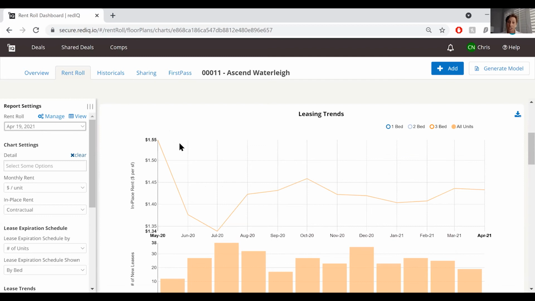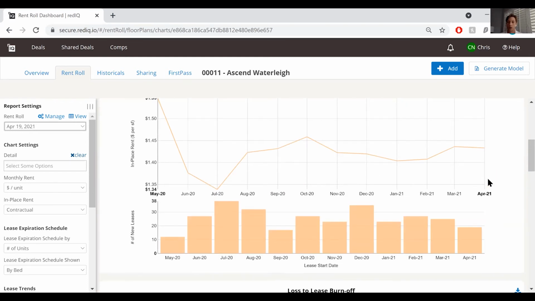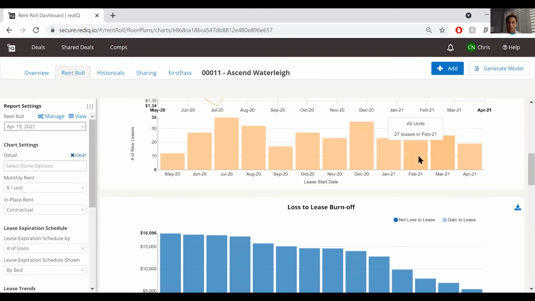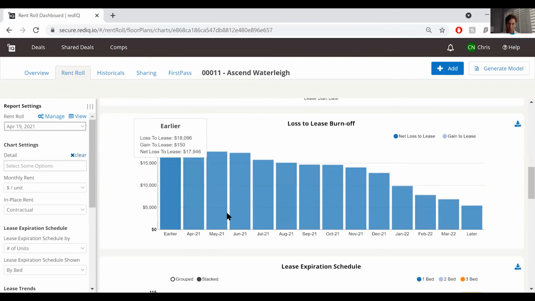This is great. This shows the leasing trend over the past 12 months. So you can see how they're performing each month, at what dollar per square foot they're renting it for. And then this will show how many leases per month they're actually getting. So this is just a great way of seeing, or here's lease burn off.